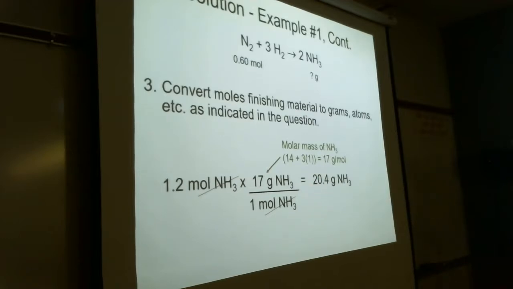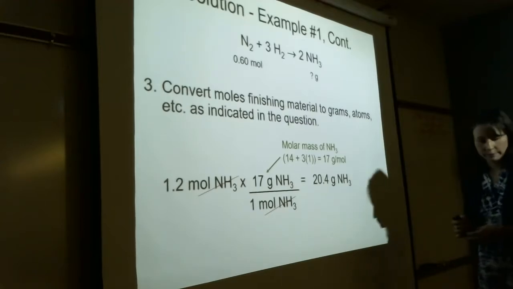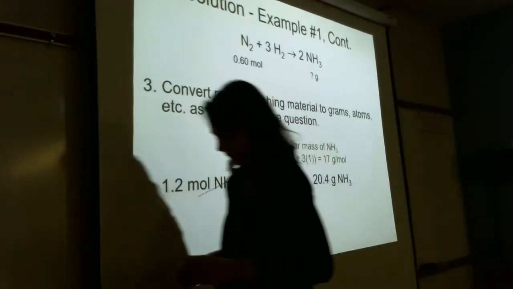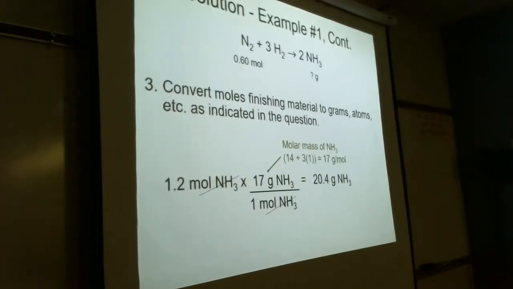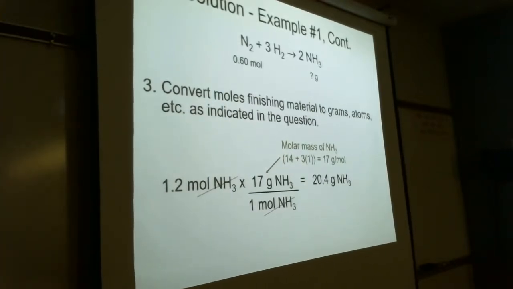I had 3 sig figs initially. The 16.8 has 3 sig figs, so my final answer has 3 sig figs. We don't include sig figs for molar masses. We're treating molar masses like constants, okay? And then don't forget your units would be grams. Questions on how we do this?